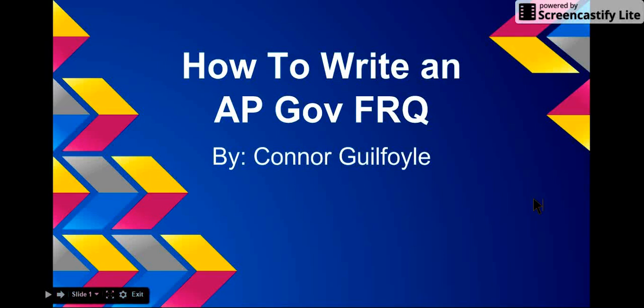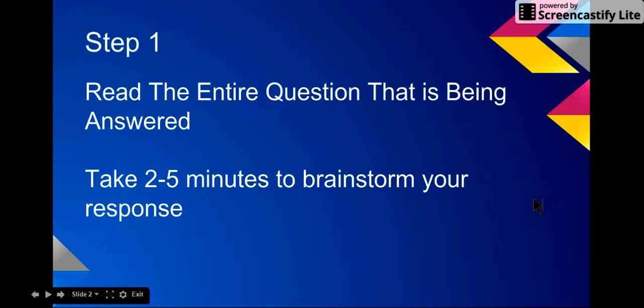How to write an AP Gov FRQ. The first thing you want to do is read the entire question. This will allow you to get a better grasp of what the whole question is asking for.